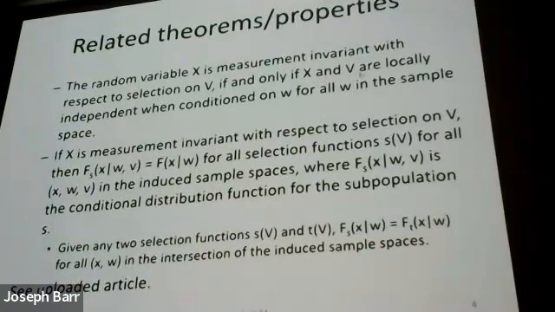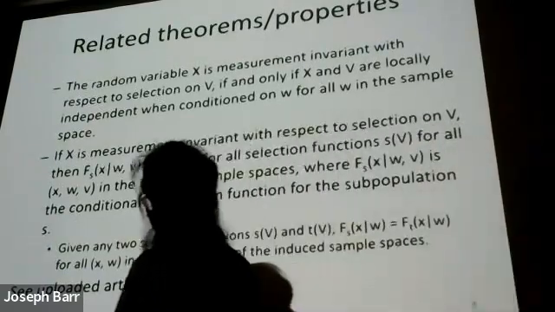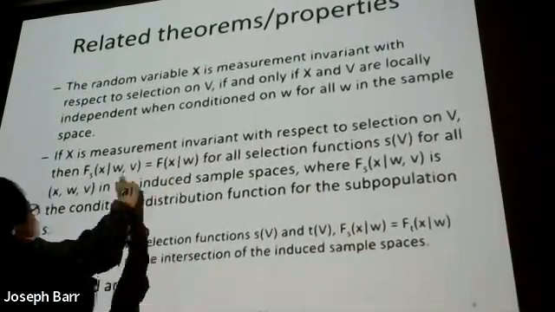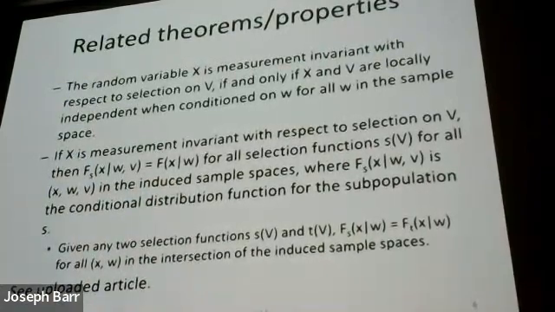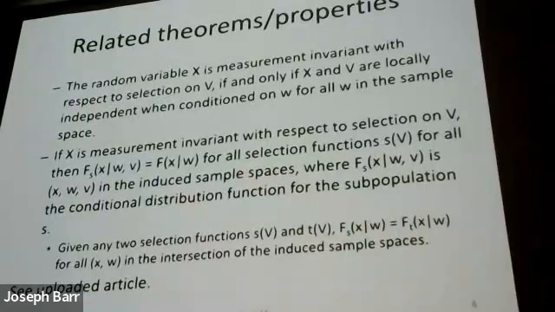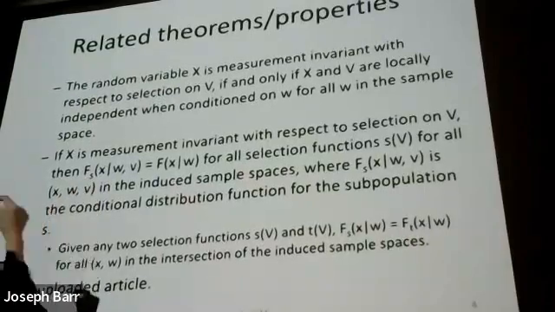X is the observed variable. V is our grouping variable. And if X is measurement invariant with respect to selection on V, then this is true. Actually, this is quite similar to the previous definition. This is a detailed form of the previous definition. So what is S? S is a value of V.